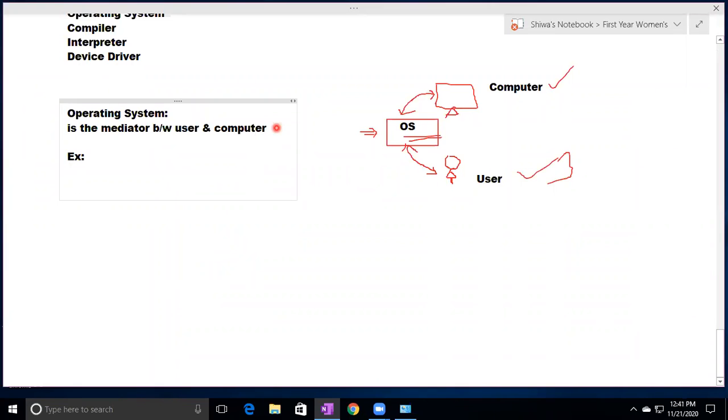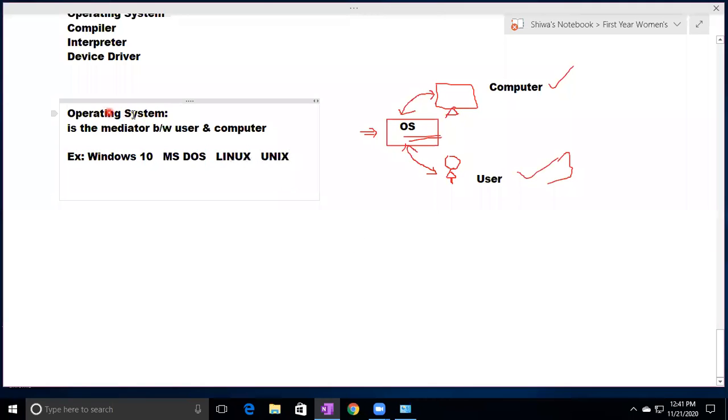Windows. In Windows, several versions are there. The latest version is Windows 10; before that Windows 8, Windows 7, Windows Vista, Windows Millennium, Windows XP. Like this, several versions are there. Like the Windows operating system, MS-DOS is an operating system, Linux is an operating system, Unix is an operating system, Mac is an operating system, etc. These are the examples of operating systems.